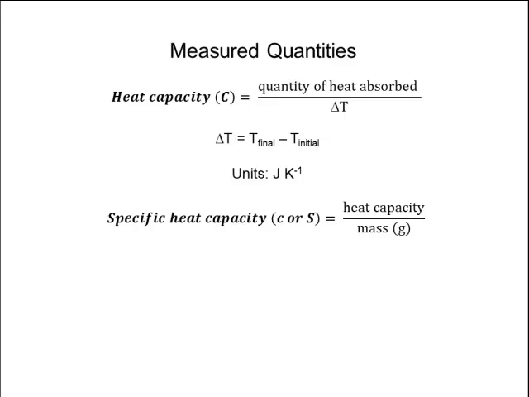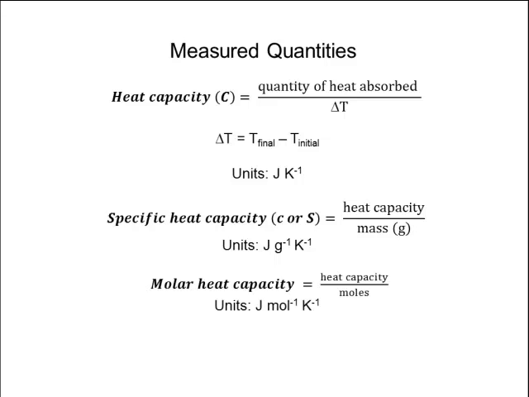That's going to be that heat capacity divided by mass. So now we have that quantity of heat absorbed per change in temperature per mass. And units are going to be joules per gram per Kelvin. And then lastly, we can have molar heat capacity, which is just the heat capacity per moles of material. So the units for that are joules per mole per Kelvin. The main things we're going to see here, though, are heat capacity and specific heat capacity.